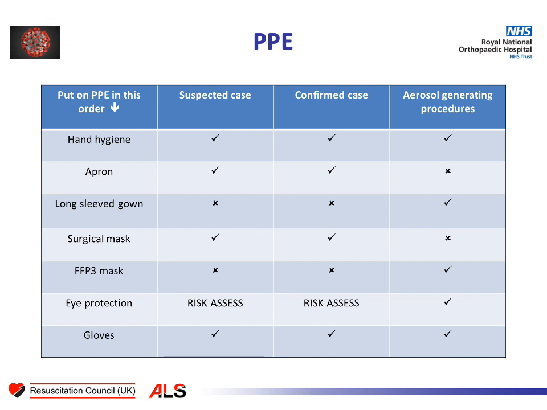For non-aerosol generating procedures, in a suspected or confirmed case of COVID, we use hand hygiene, an apron is sufficient, a surgical mask, risk assess for eye protection with each patient, and we use gloves.